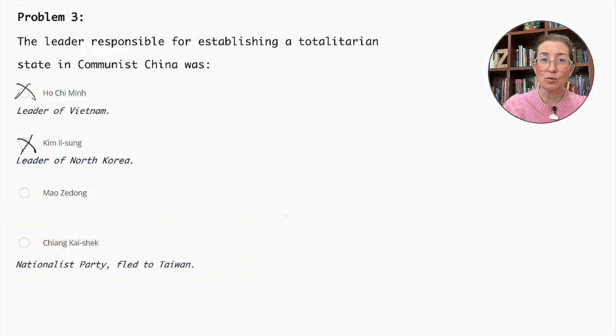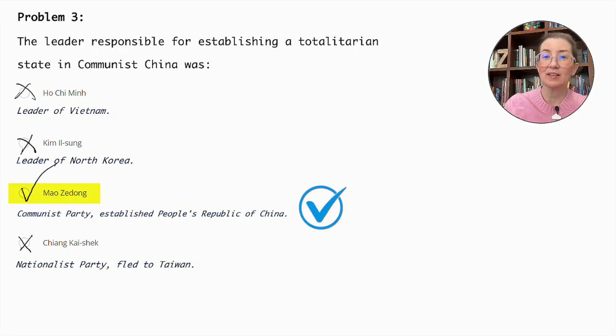Chiang Kai-shek was the leader of the Nationalist Party in China and opposed the communists. He eventually fled to Taiwan after his defeat, so we can cross him out as well. The correct answer here is Mao Zedong, who led the Communist Party of China to victory in the Chinese Civil War and established the People's Republic of China in 1949. So Mao Zedong is the correct answer here.